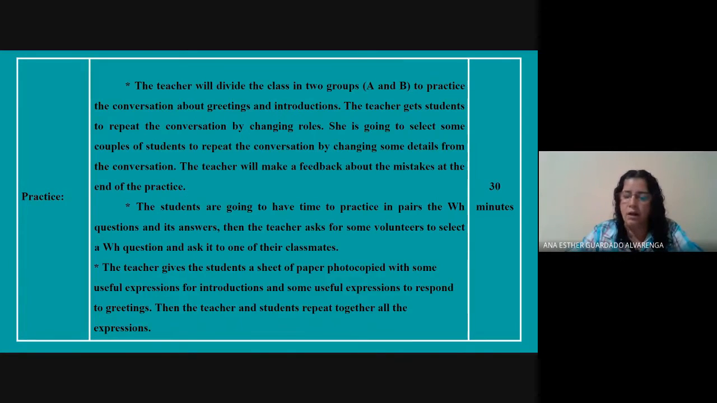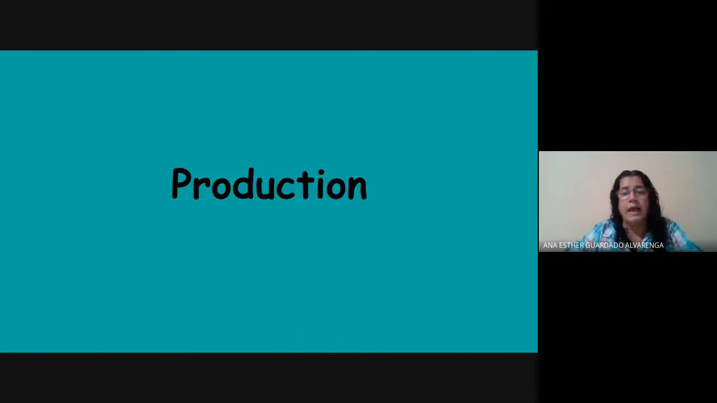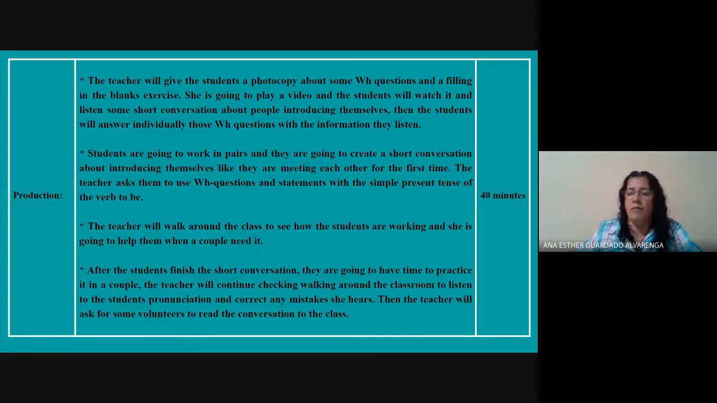Well, this is the practice, and now we are going to continue with the production. In this part of the lesson, well, all the parts of the lesson are important, right? But in this case, the students are going to practice the new vocabulary and phrases they already studied. They already have them in the presentation and in the practice, but now they are going to create with the knowledge they already have about the topic we are studying. In this case, introductions and greetings. And here we have 40 minutes.